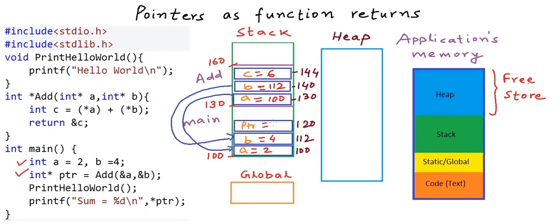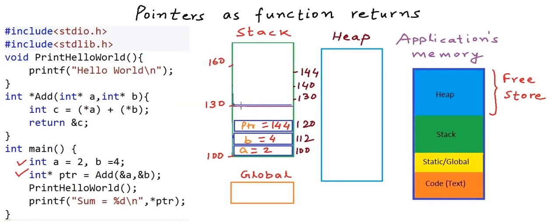So this ptr will be 144, and now the memory that is allocated to the add function will be deallocated. Now the memory above address 130 can be used for other function calls, and even though this pointer variable ptr stores the address 144, the address of this particular block, it kind of points to this particular block. The data here is not guaranteed because this memory has been deallocated.